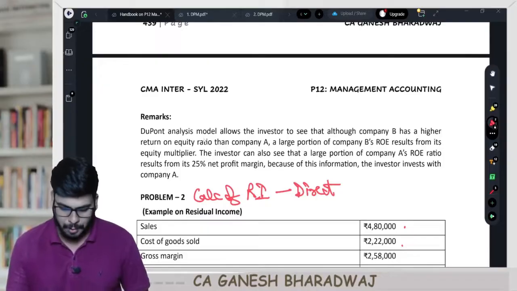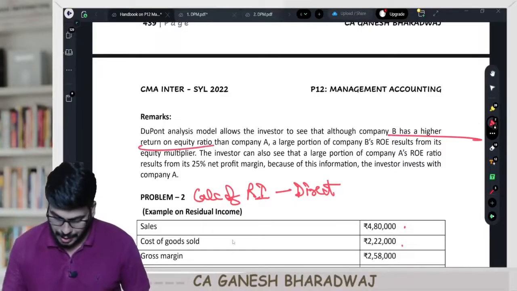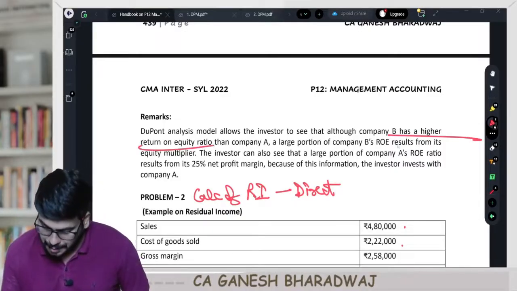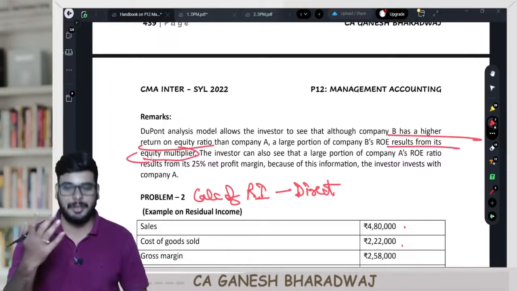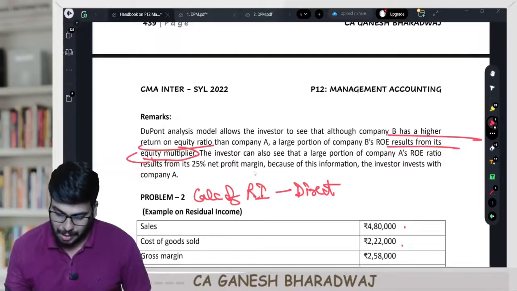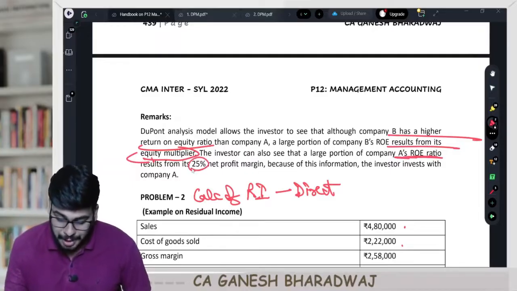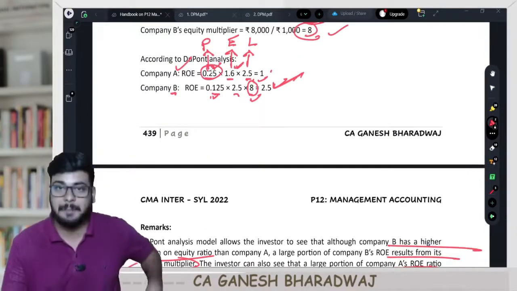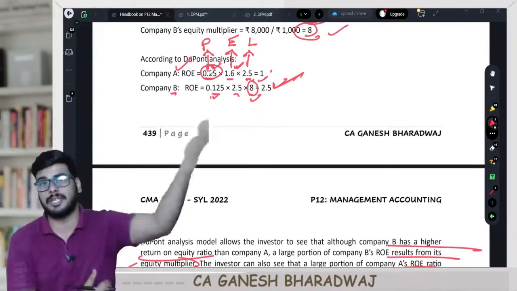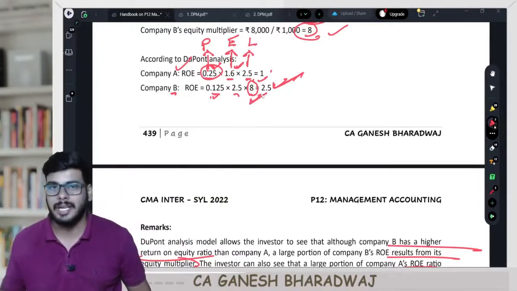The DuPont analysis model allows the investor to see that although company B has a higher return on equity ratio than company A, a large portion of company B's return on equity results from its equity multiplier. Just now I told you the leverage effect. The investor can also see that a large portion of company A's return on equity results from its 25% net profit margin. So here company A is dependent on its organic growth, which is nothing but the net profit margin, whereas company B is heavily reliant on their equity multiplier.